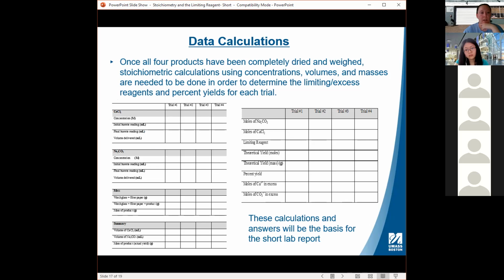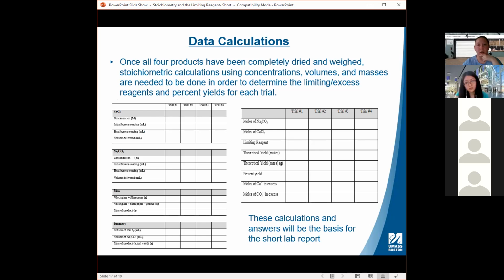So if you have less calcium chloride, that's going to be the limiting reagent. If you have less sodium carbonate, that's going to be the limiting reagent. So Elijah, go ahead. How do we convert from milliliters to moles? Good question. So let's do an example using the first amounts.